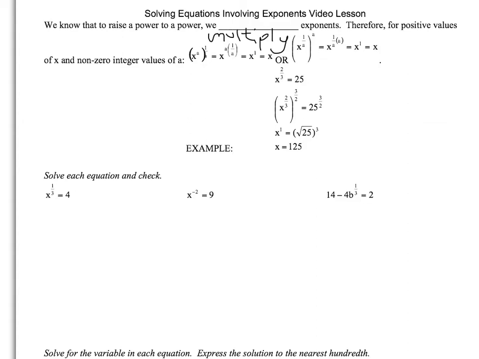This first one is done for us. It says solve this. Well, to solve it, what you have to do is take the reciprocal power. The reciprocal of 2/3 is 3/2. So you see they took it to the 3/2 power on both sides. This ends up just being an x. This is the square root of 25 cubed, which is 125, which is your final answer.